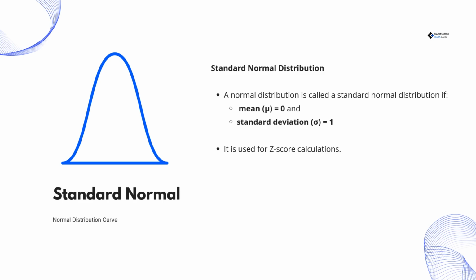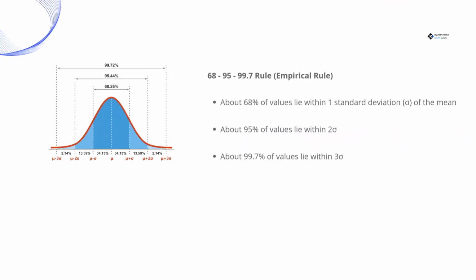A special case of the normal distribution is the standard normal distribution. Here the mean is set to 0 and the standard deviation is 1. This makes calculations much easier, especially when using z-scores. Speaking of which, let's discuss that next.